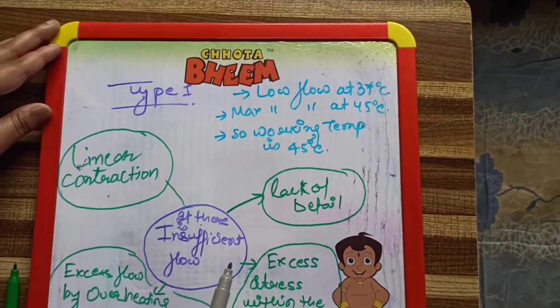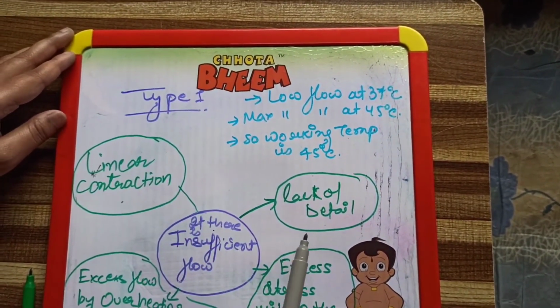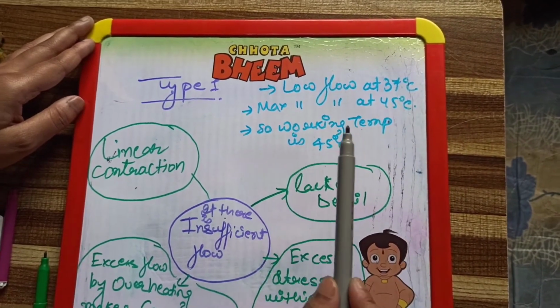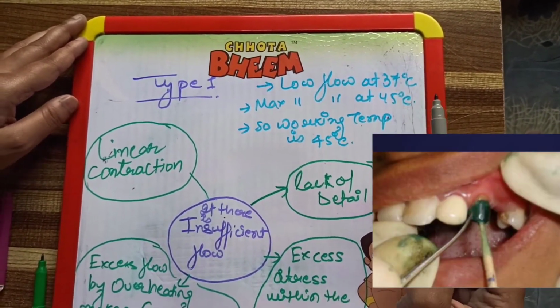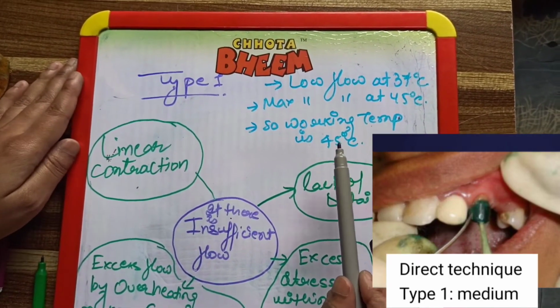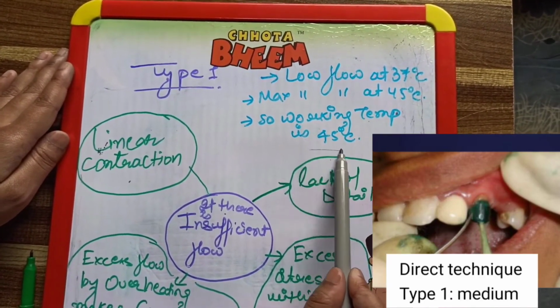Now we will talk about the properties of type 1. They show low flow at 37 degrees Celsius and maximum flow at 45 degrees Celsius. So here the working temperature is 45 degrees Celsius. Okay, this temperature is very necessary to work.